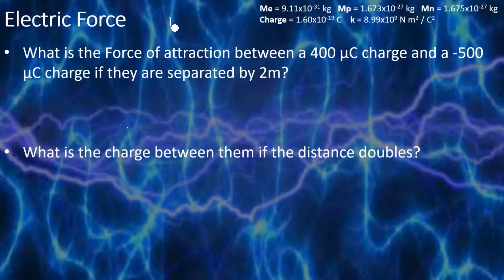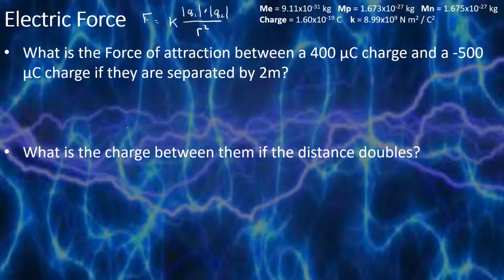So we will have K being our constant for electric force times the absolute value of our first charge times the absolute value of our second charge divided by r squared, where r is the distance between them, and that is going to give us our force due to the charges.